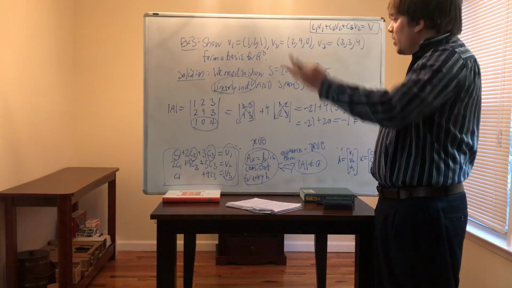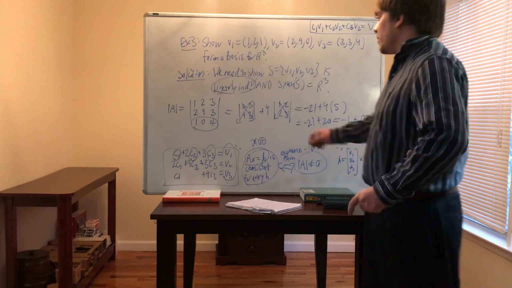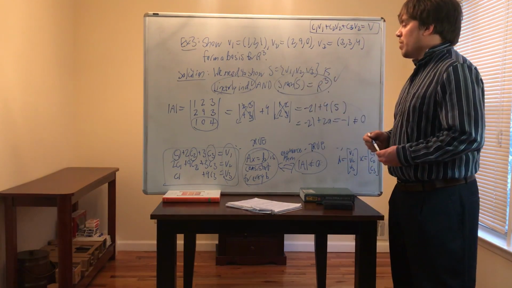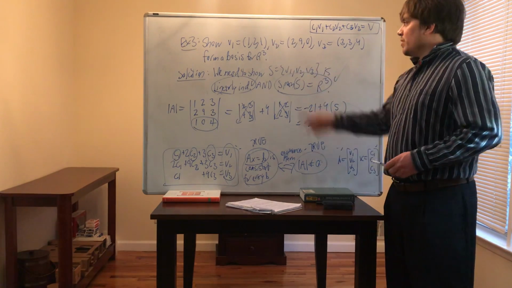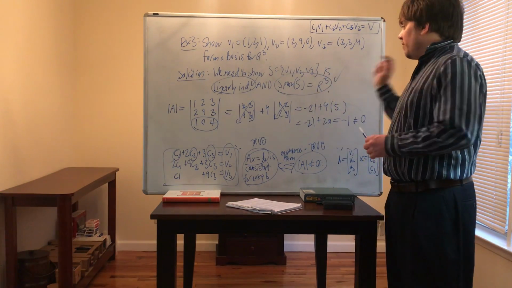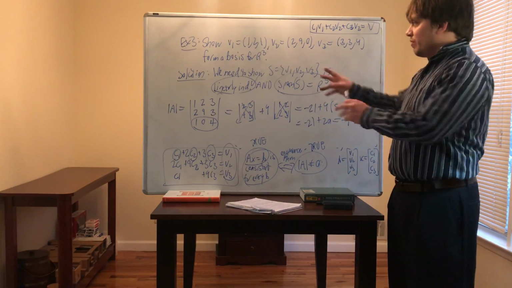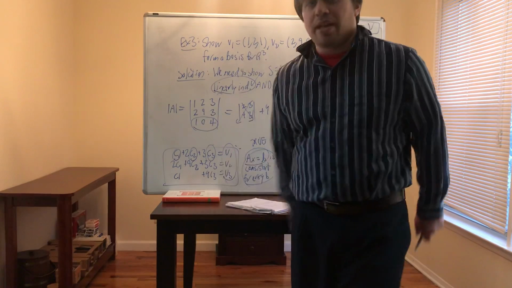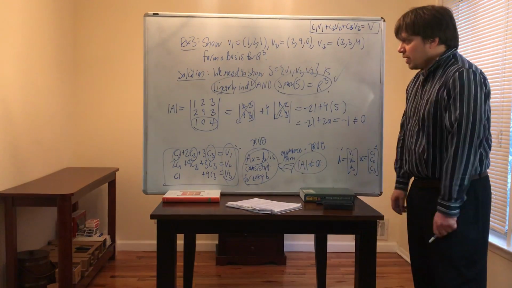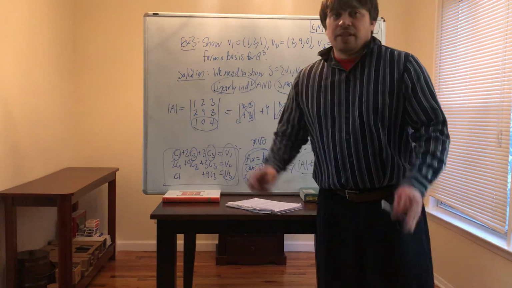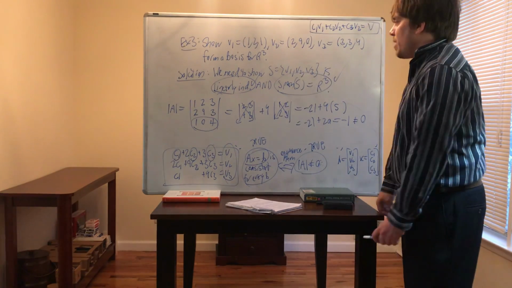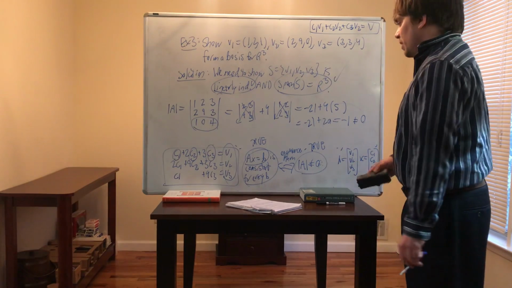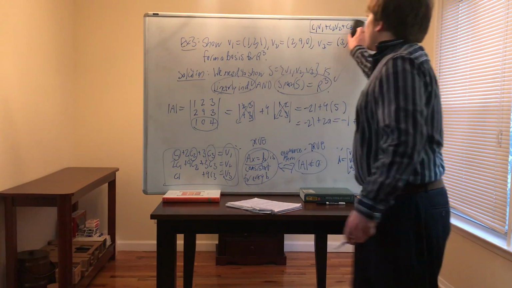Okay, so we showed that set S spans R3 now, because every vector v in R3 can be written as a linear combination of the vectors v1, v2, and v3. That's why the set S formed by those three vectors spans R3. Okay, so linearly independent and spans means it's a basis. And so set S is a basis for R3. Those three vectors form a basis for R3. Okay? That's example 3.